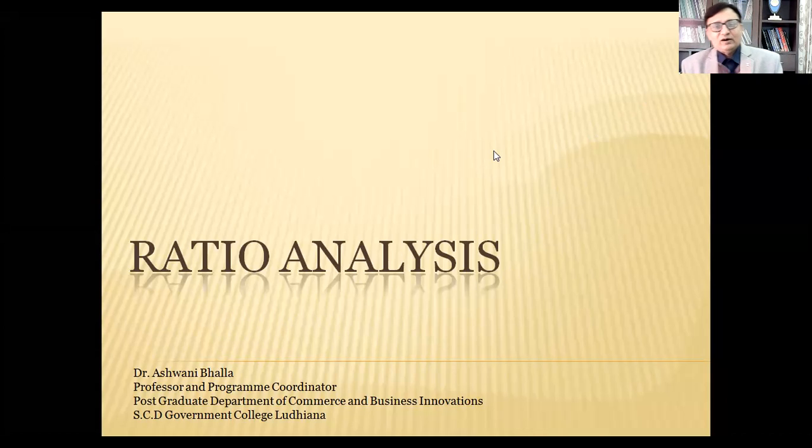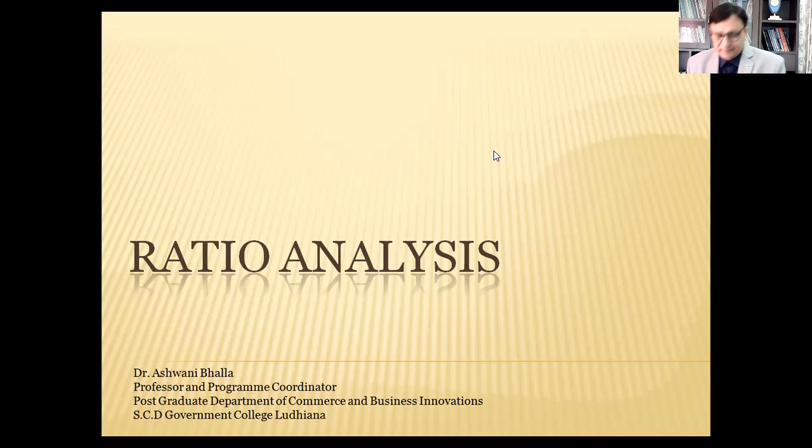Basically, you have studied all this at the graduation level in the paper of management accounting. But here, at the post-graduation level, our task is not to find out the ratios only. Our task will be to interpret these ratios and arrive at a logical conclusion regarding a particular company. That is why it is very important that at post-graduation level you have more inputs in hand, and you can arrive at certain conclusions.